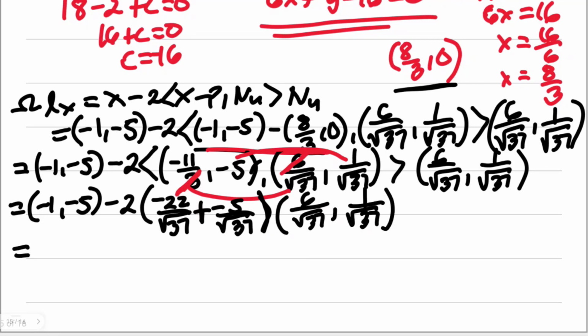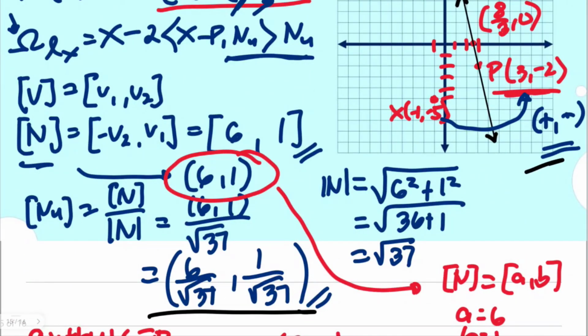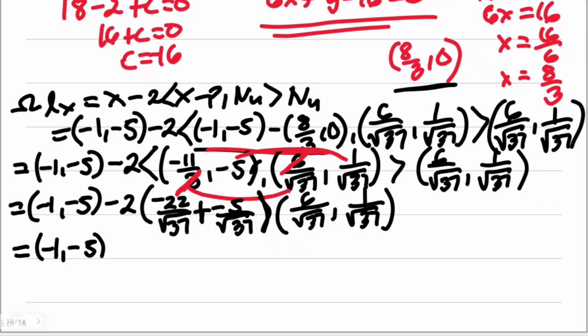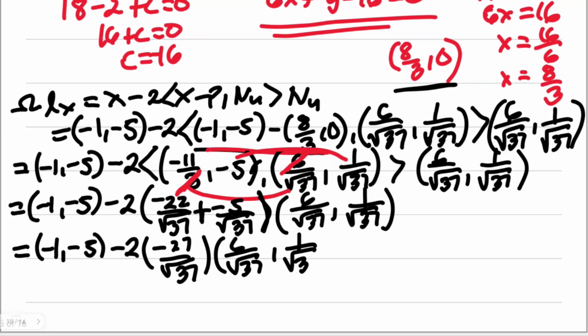So we still have -1, -5. Again, please be guided that the reflection is on the fourth quadrant. Our target is to make the x value positive. So this is -27, right? -2 times -27, that's -22 plus -5, over square root of 37. That's already a scalar, times 6 over square root of 37, 1 over square root of 37. So next, just multiplying these two first before the unit normal vector.